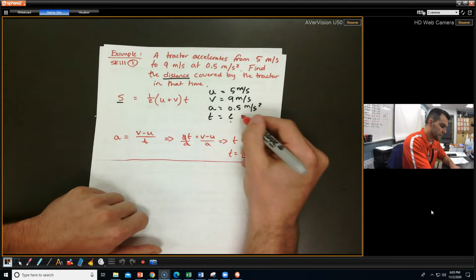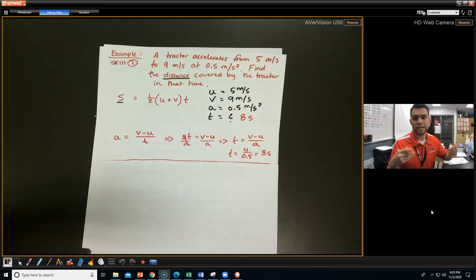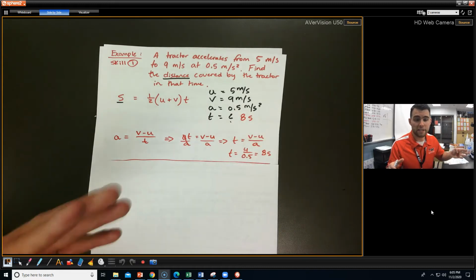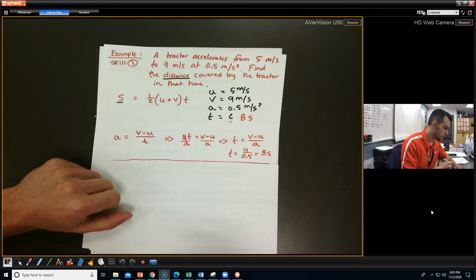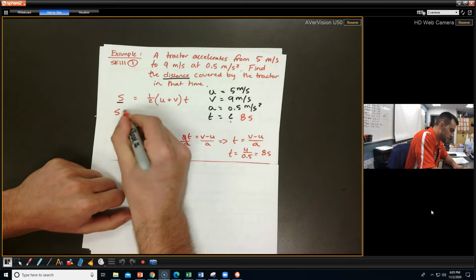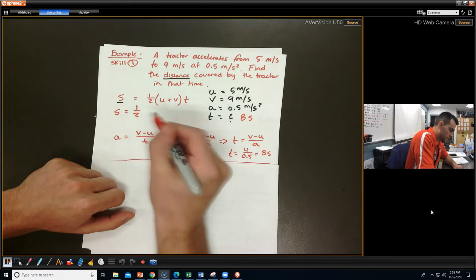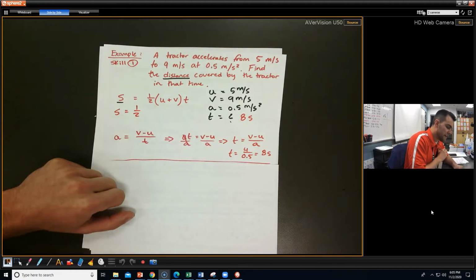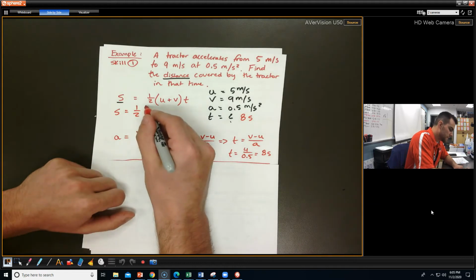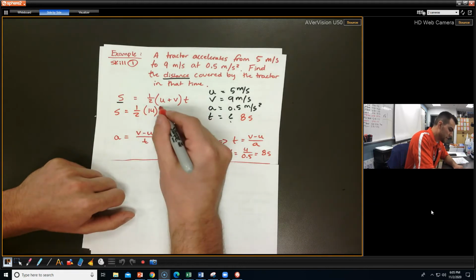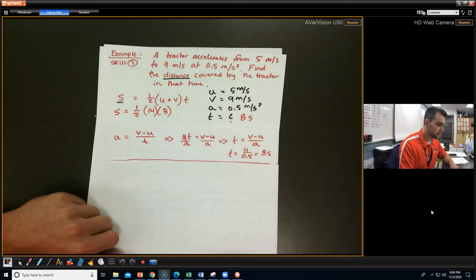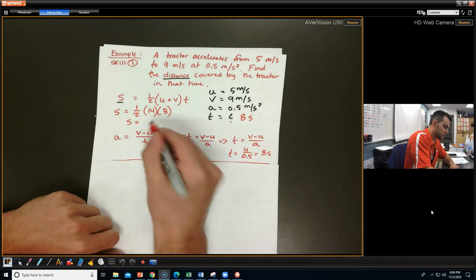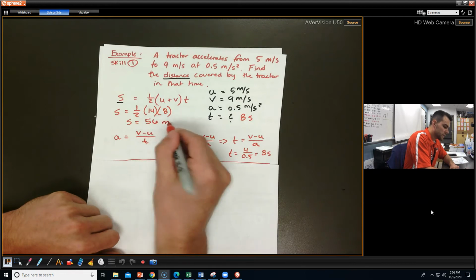Now we actually know what that is. So now let's figure out the distance covered by this tractor, because that is the most pressing issue, finding how far tractors travel, okay? So s equals 1/2, and then we have our 5 plus 9, which is 14 in there, and then times our 8. So basically 1/2 of 14 is 7, times 8, so our distance traveled was 56 meters.